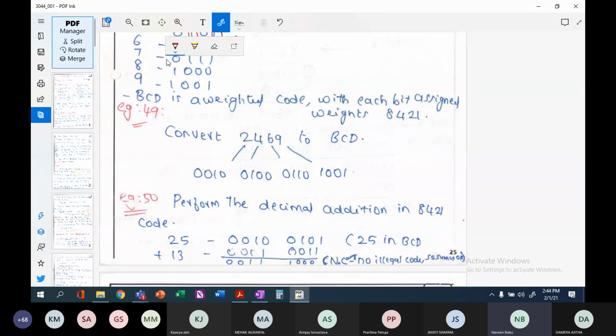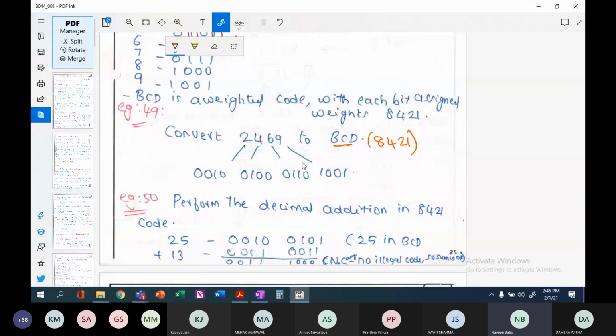If it is given as BCD, by default it is 8421 code only. If nothing is given, always presume that it is 8421, unless otherwise specified. If it is given as, say, 5311, then you have to follow that particular code. Okay, so 2 is represented as 0010, 4 as 0100, 6 as 0110, and 9 as 1001.